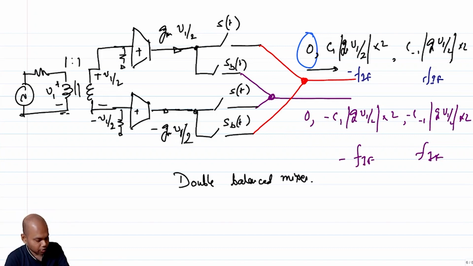Whatever component existed at the input of the mixer, right? So essentially, you can think of it as similar to an LO feed through, right? So the input cannot really feed through because you are cancelling them out, right?